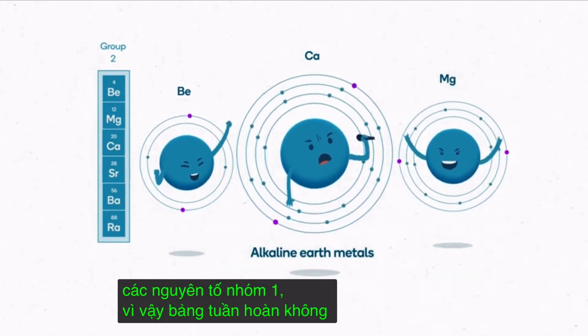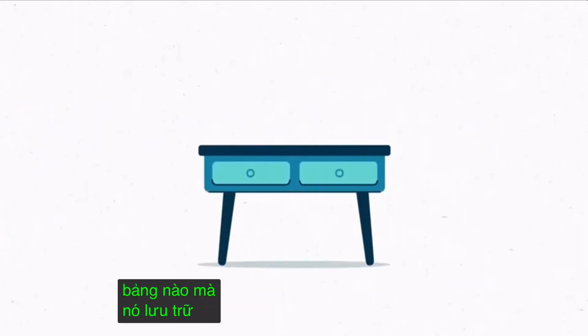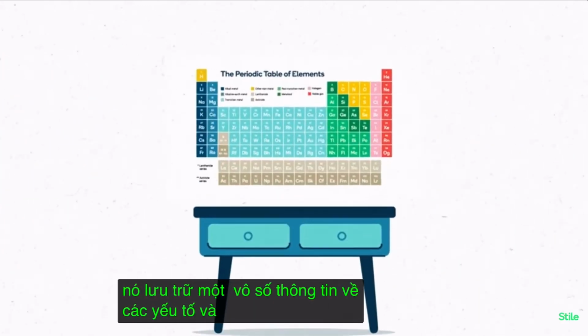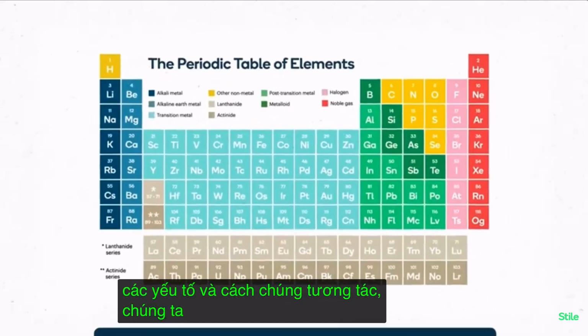So the periodic table isn't just any table, it stores a wealth of information about elements and how they interact. We just have to learn how to read it.